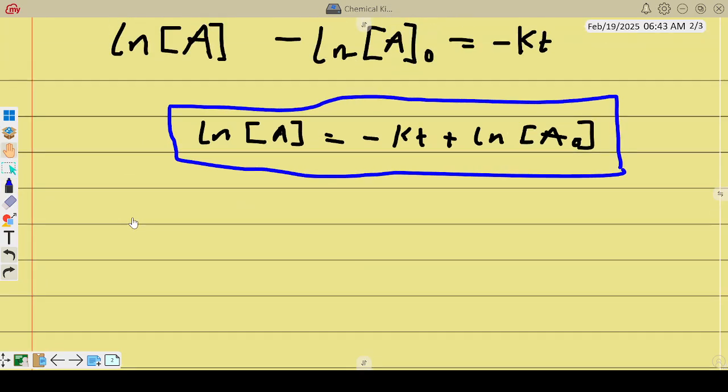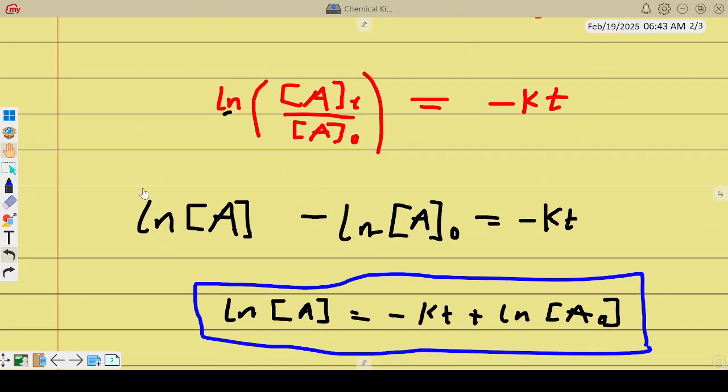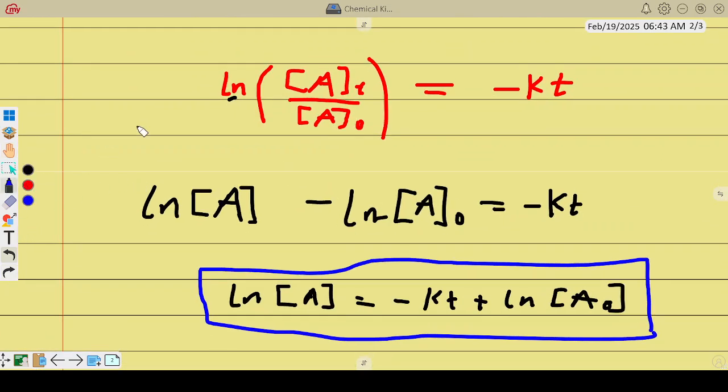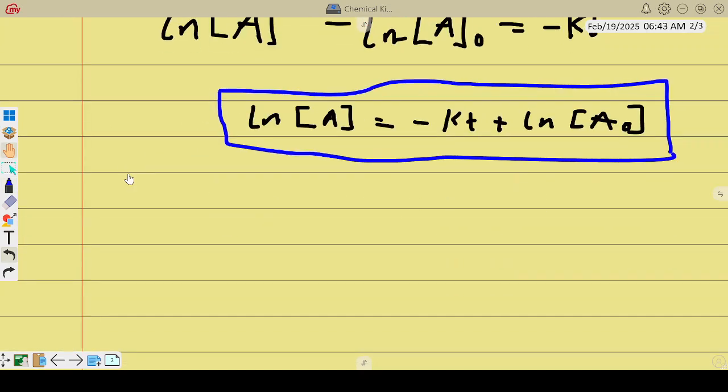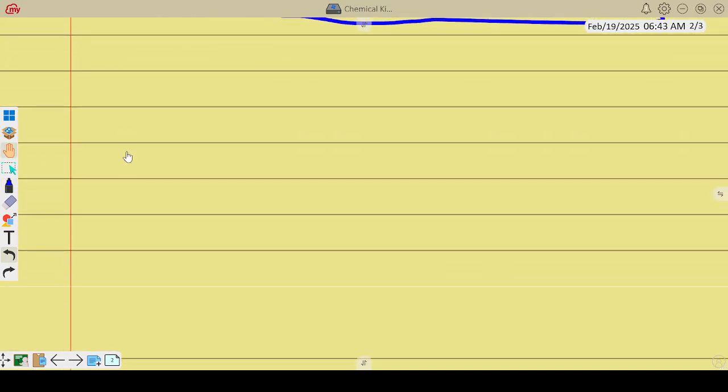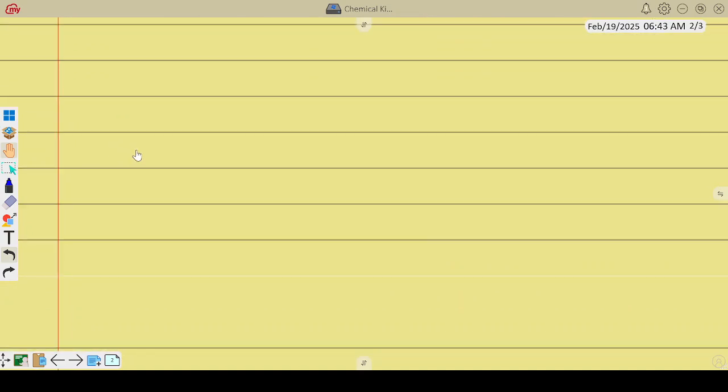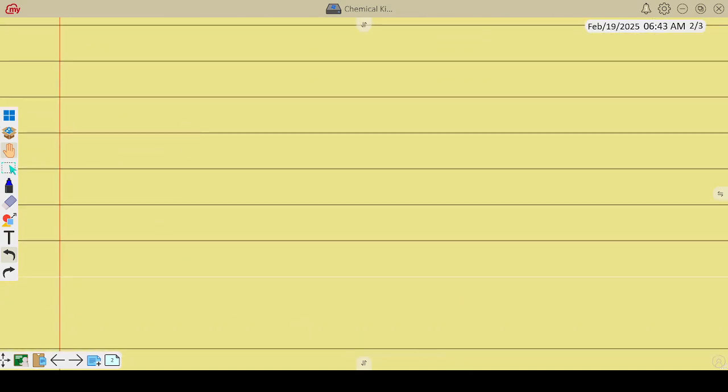So this is the integrated rate law. You can also take note of this expression, ln A at a particular time over ln A initial, because we're going to make use of it. Okay, so now having done this, I think it's time to massage our brains. We do a quick question.